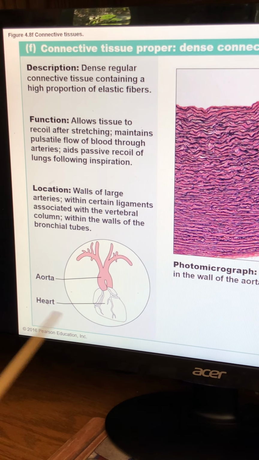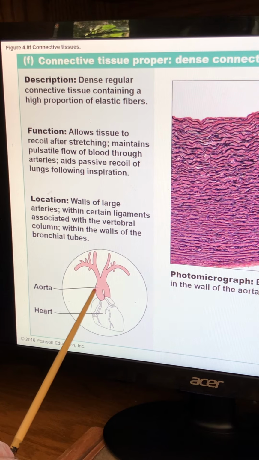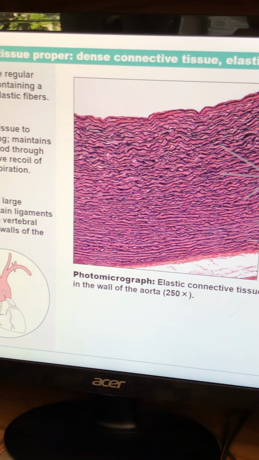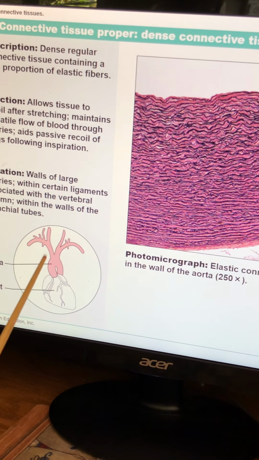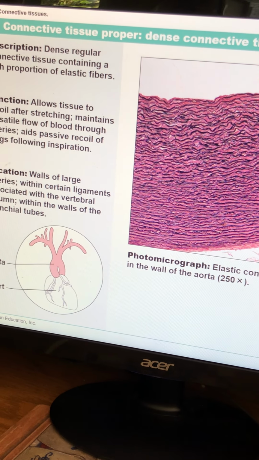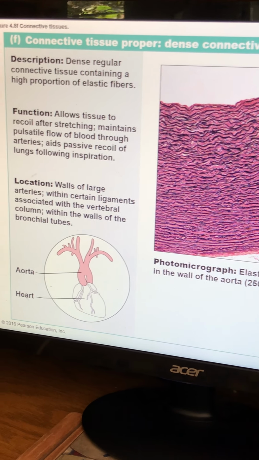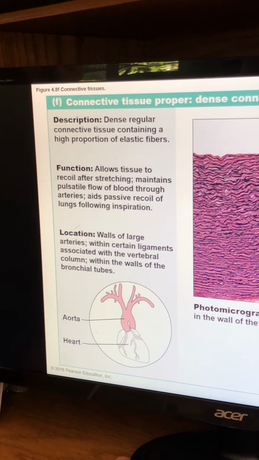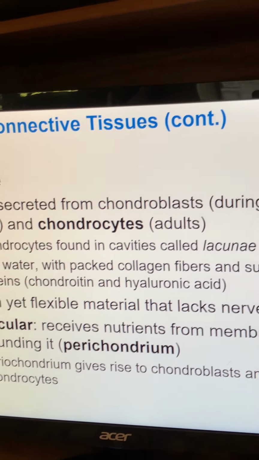So as the left ventricle pumps it through here, there is going to be a stretch because all of these elastic fibers allow the blood that gets squirted up this way. It actually has a recoil that'll help work towards your pulse. So those are the different types of connective tissue proper.